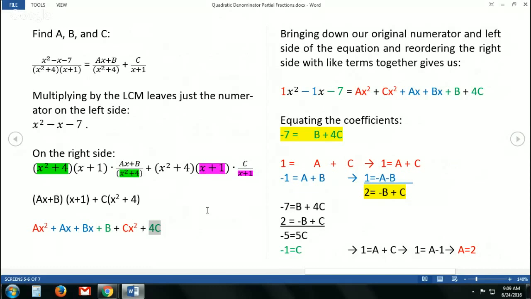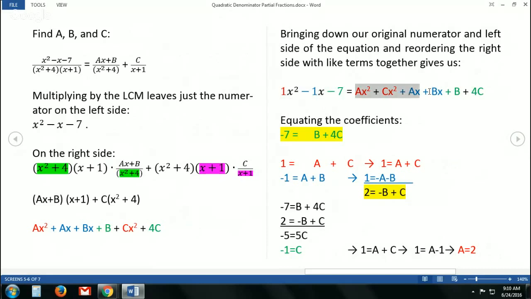Now, I again want to reorder things so that the like terms are side by side. My squares in red can be put side by side just by moving this cx squared to the front. I've already got the x's together and in alphabetical order, ax plus bx. Let's take this b and move it back here with the 4c, and let's put those in alphabetical order as well. I'm going to bring down the original numerator. Here was the original numerator. It's the left side of our equation, and I've put 1's in as coefficients to help us as we start to equate in just a second.